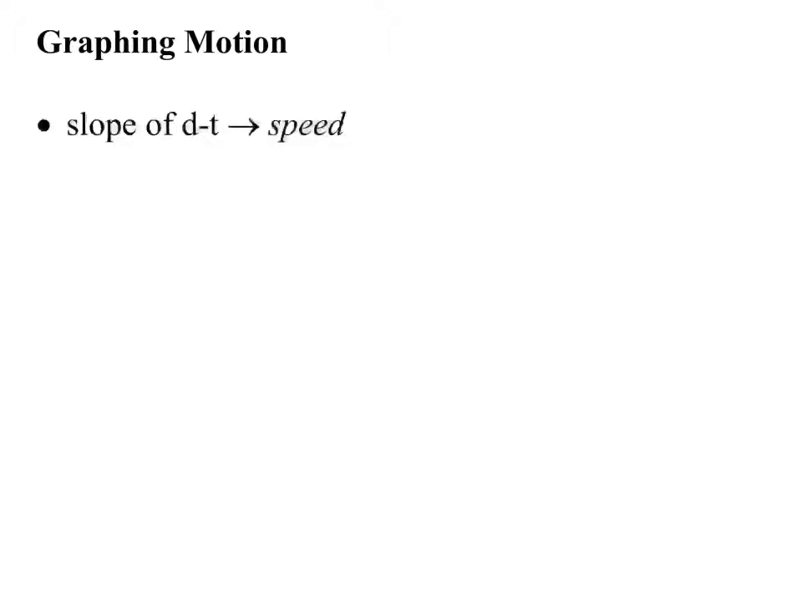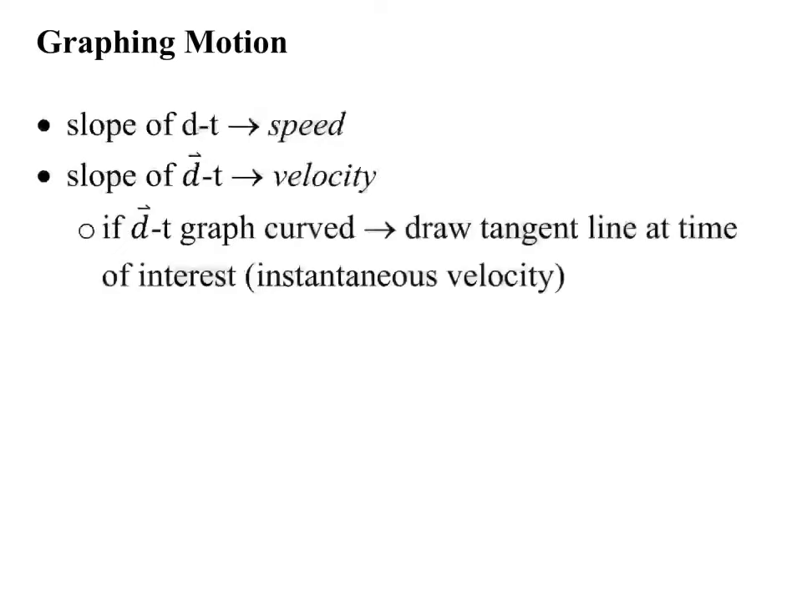The slope of a distance time graph is speed. Slope of a displacement time graph is velocity. Sometimes they're one and the same if it's just going the same direction the whole time. But if we have a displacement time graph that is curved, that means that we have acceleration happening. So if you want to know, is this velocity going up or down, we're going to draw a tangent line.